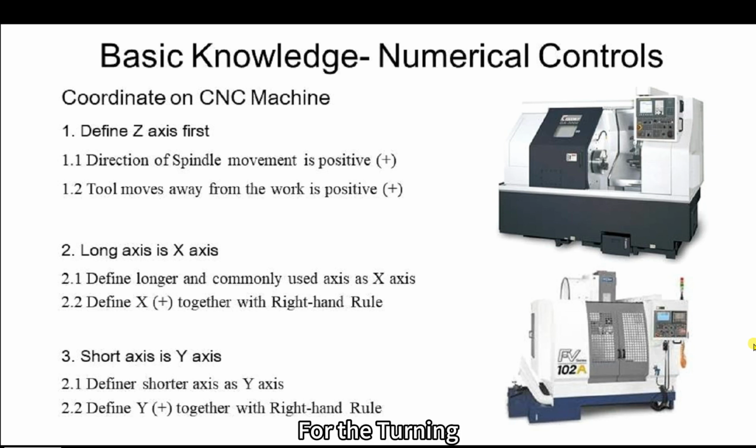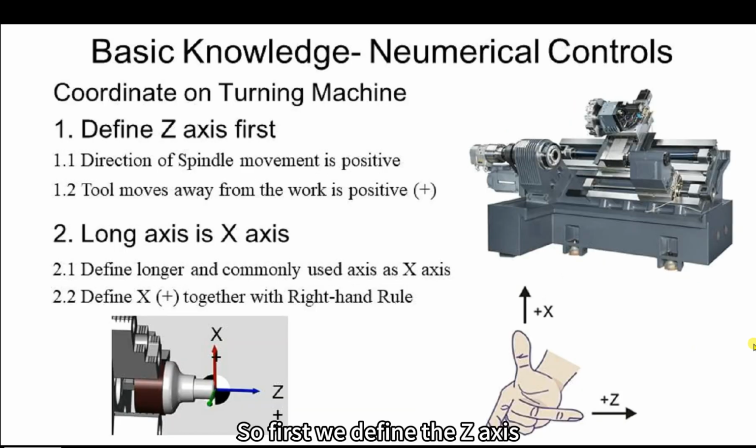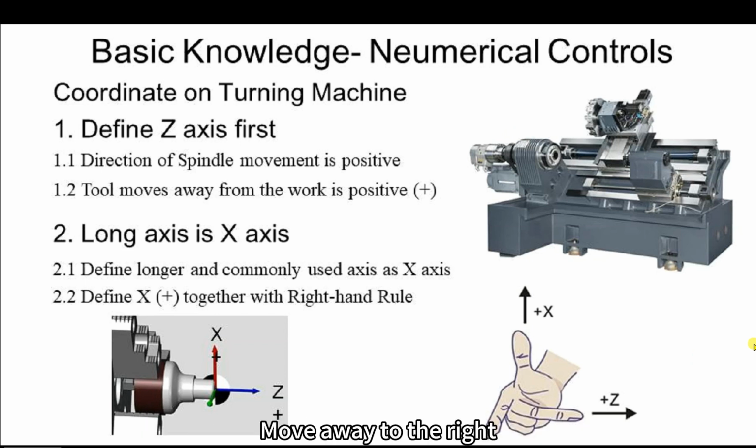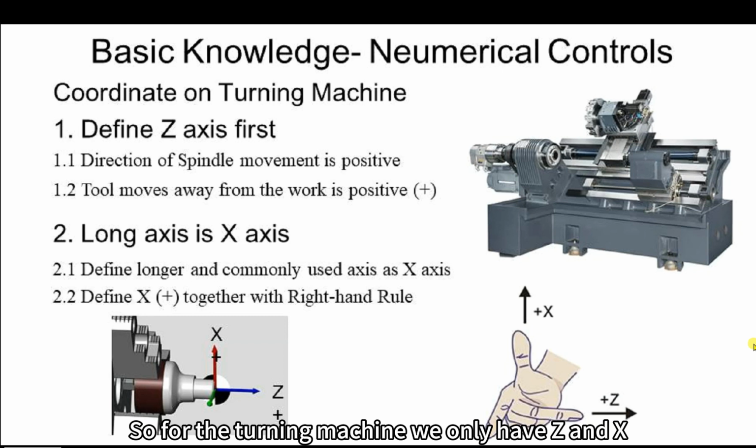For turning, there are only 2 axes. So first, we define the z-axis. As you can see, the direction of tool movement, moving away to the right, is the positive z-axis. And we define the long axis to be the x-axis. So for the turning machine, we only have z and x.